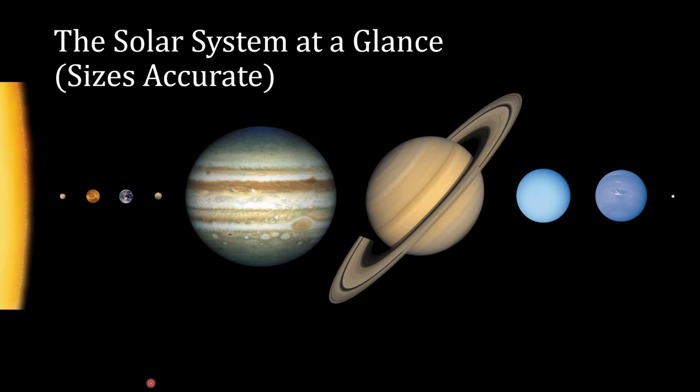They are accurate relative to one another. So again, we can see that Earth is not very large, and then the big boys on the block are definitely the big boys on the block. They're very, very large in comparison to Earth, right?